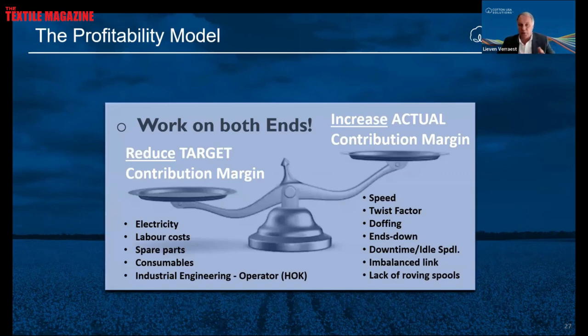Then the profitability model, at the end of the day, is to maximize the profitability of each unit, and you have to work on both ends as illustrated here in this slide. On the one hand, the mills need to work on reducing the target contribution margin, which is simply by reducing the cost factors shown here, which are electricity, labor costs, spare parts, and so on. But certainly all mills are consistently working on cost savings. But again, our CCI team can be of assistance to your mill managers to help also with optimizing and streamlining your costs. On the right-hand side, we list then the factors that are important for increasing the actual contribution margin. And in the next slide, I will show you the real driving factors for increasing the actual contribution margin of your mill.